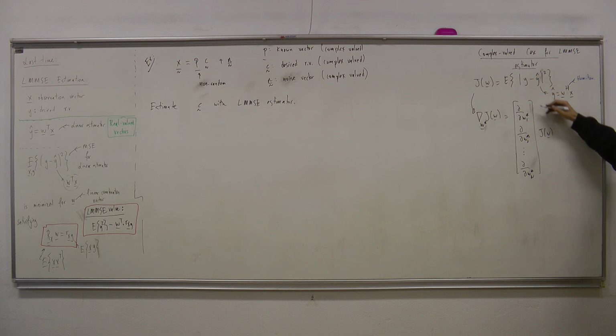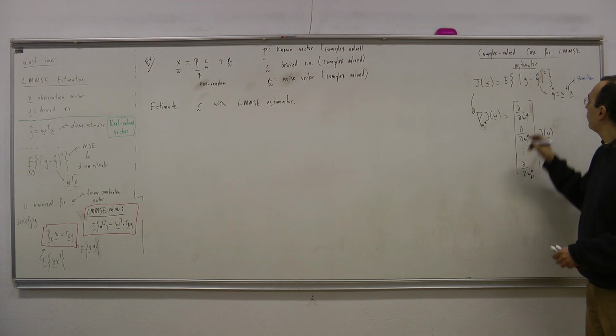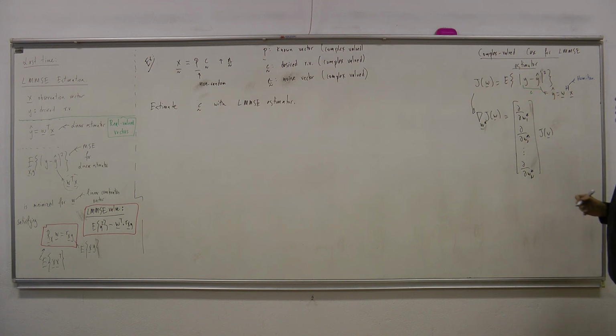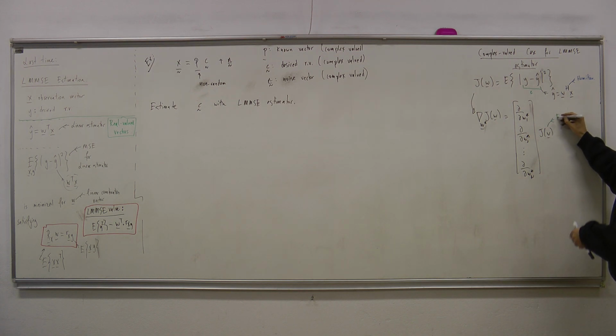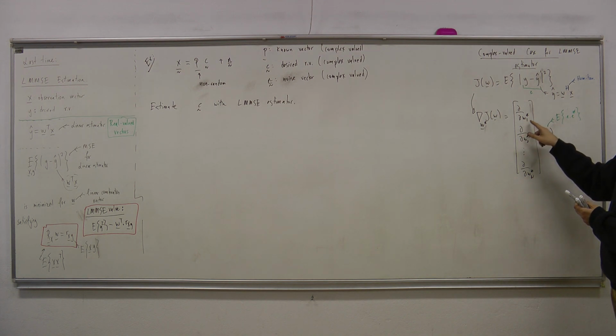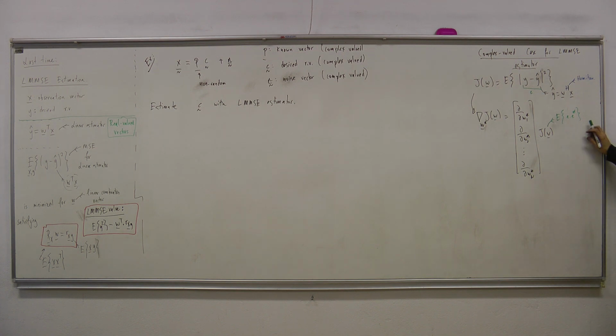Let me define this as my E, which is my estimation error. Again, it's a complex quantity. So J is nothing but the expected value of E times E conjugate. Am I right? Now the question is, how can I take the derivative with respect to W1 conjugate over here?